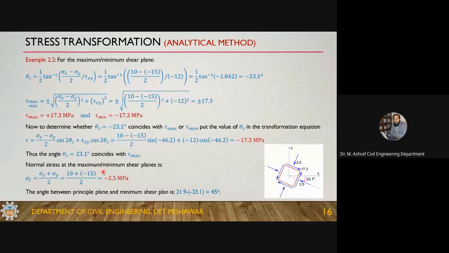Okay. Now the normal stress at the maximum and minimum shear stress plane. So we have the expression sigma x is equal to sigma x plus sigma y by 2. So here I get minus 2.5 MPa. So this is minus 2.5 MPa. This is minus 2.5 MPa.